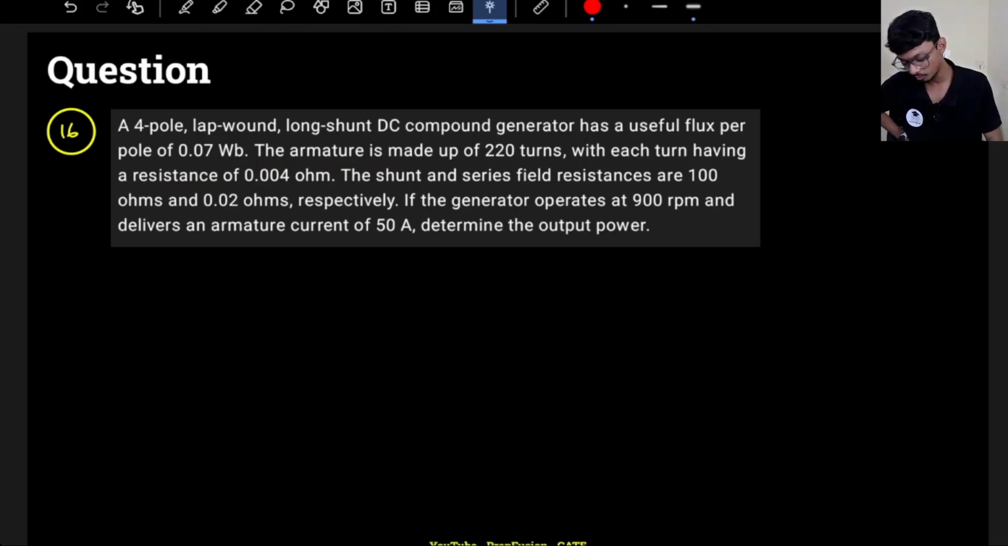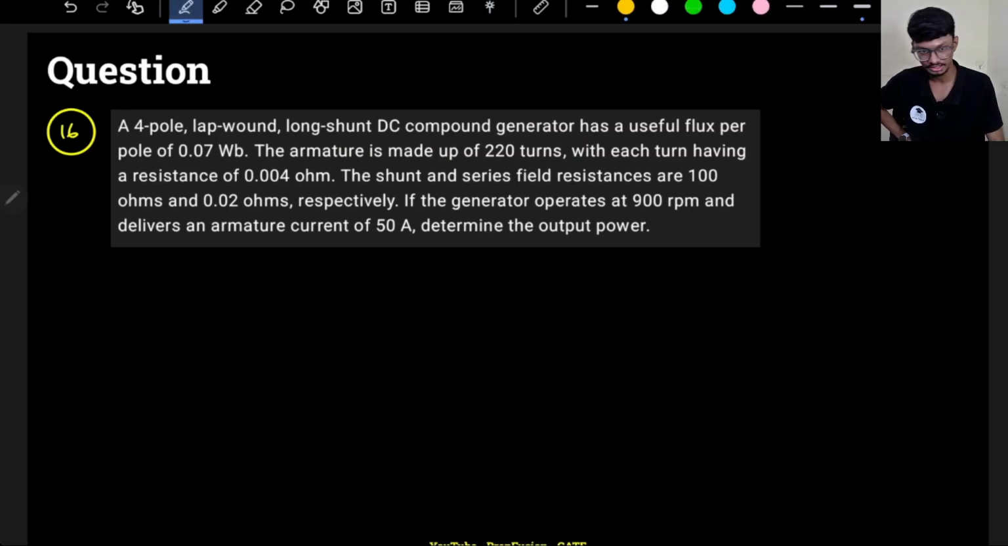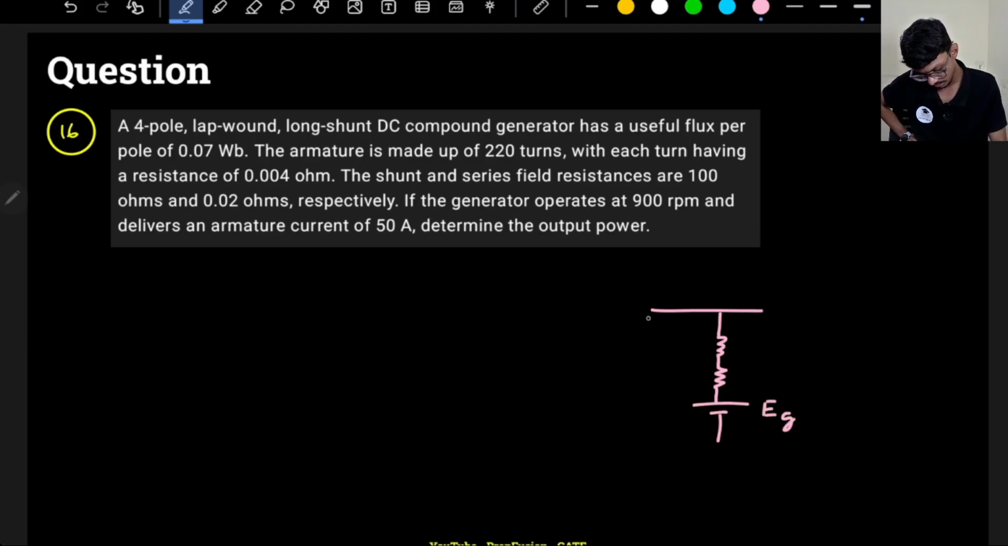It is a 4-pole lap wound DC compound generator. Have they told us whether it is a long shunt or short shunt? No. So it is just simply a compound generator, so it should not matter if I assume it to be long shunt or short shunt. So let me assume that here I have the series winding, then the armature resistance, and since it is a generator, this will be the back EMF, this will be EG, and this will be the shunt winding.